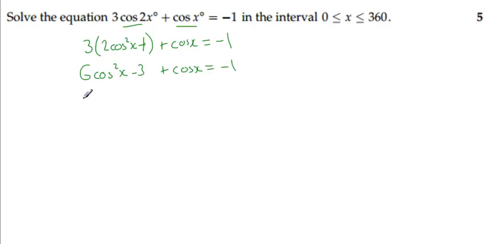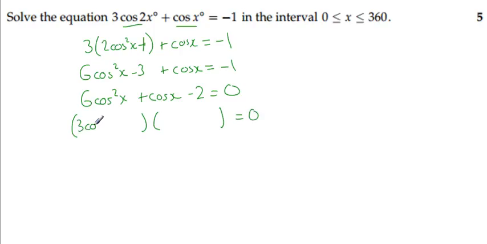which becomes 6 cos squared x plus cos x minus 2 when you set it to 0 so you can factorise it. There is no common factor, so it's going to be a trinomial, and that trinomial is going to be 3 cos x plus 2, and then 2 cos x minus 1 is equal to 0. Okay, and as we've been doing since National 5, this bracket set to 0 is going to give us cos x equals -2/3, and this bracket set to 0 is going to give us a half.